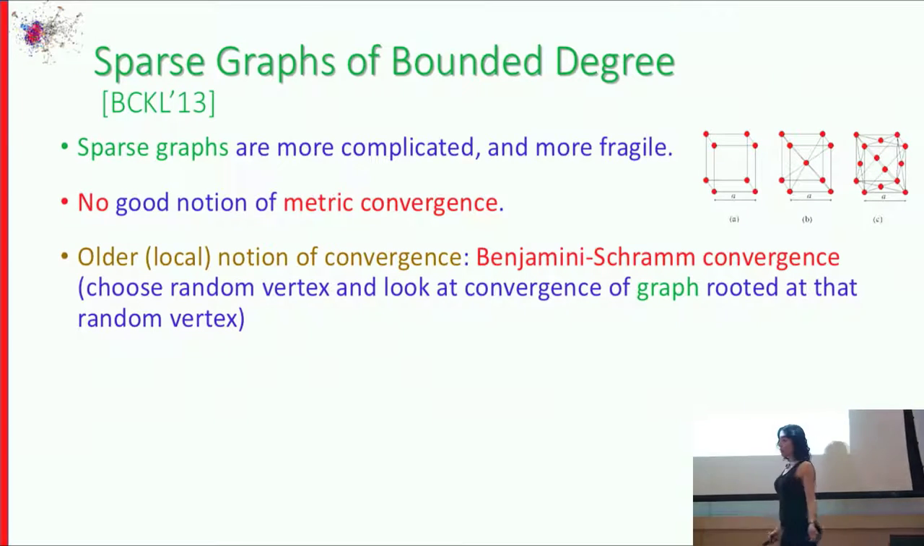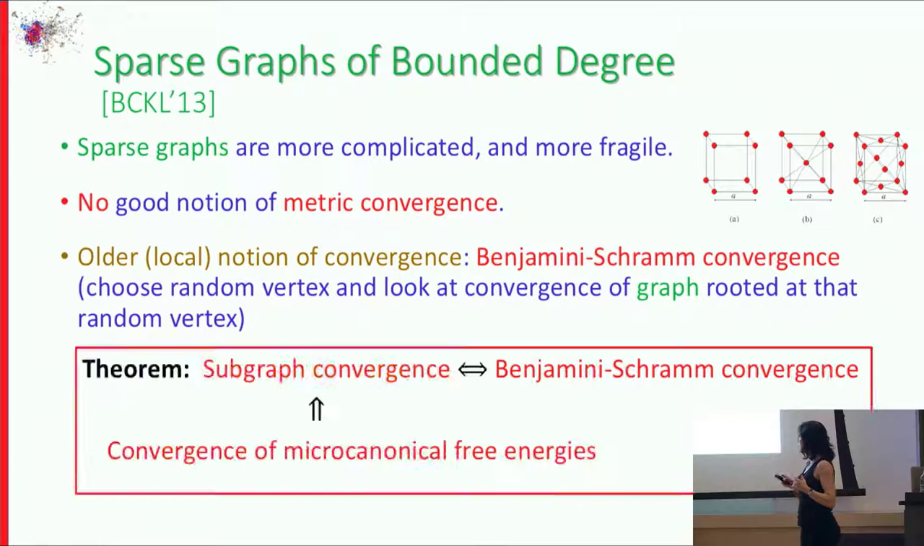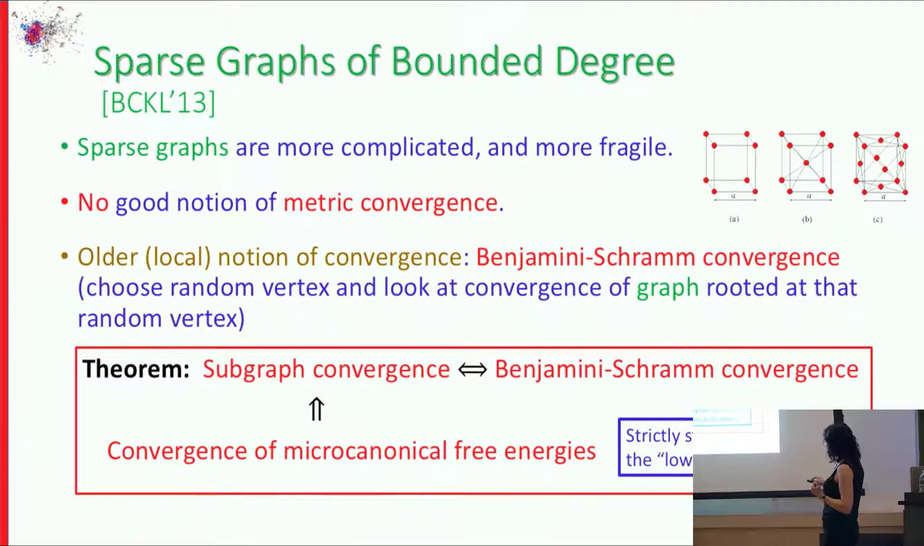Now let's say I want to go to sparse graphs. The first sparse graph I might think of is a sparse graph of bounded degree, like the cubic lattice or something. There's no good notion of metric convergence there. There's an older notion of convergence called Benjamini-Schramm convergence. They chose a random vertex, and they looked at convergence of a graph that was rooted at that random vertex. And it turns out that subgraph convergence, which is a very local notion, is the same as Benjamini-Schramm convergence and is implied by convergence by this more global notion, but this global notion is strictly stronger.